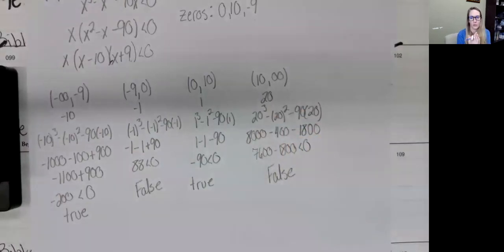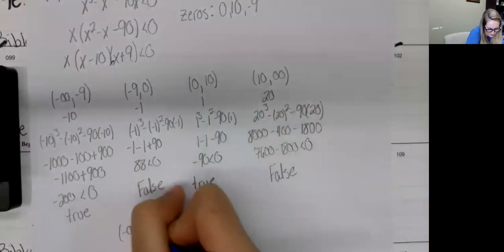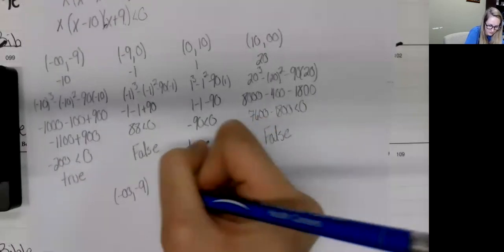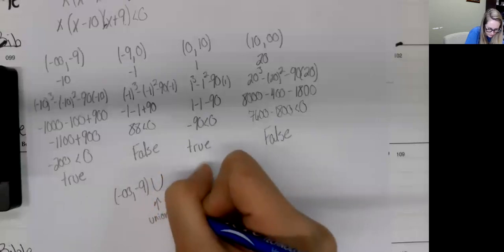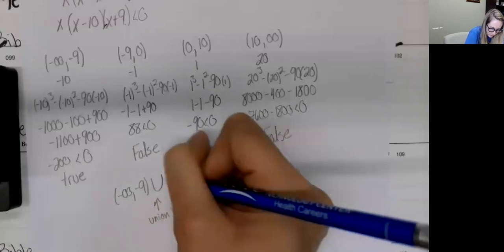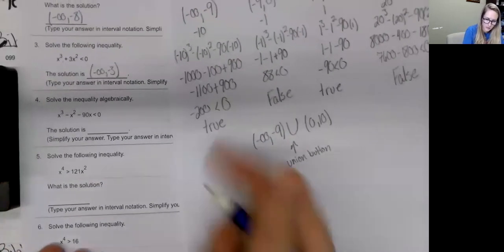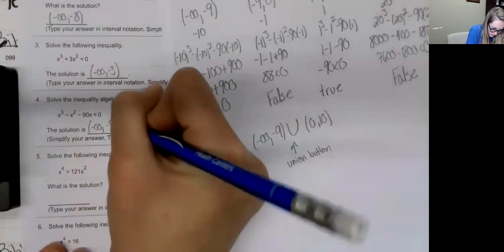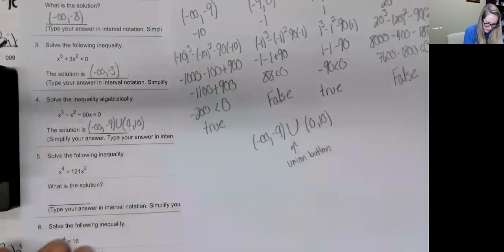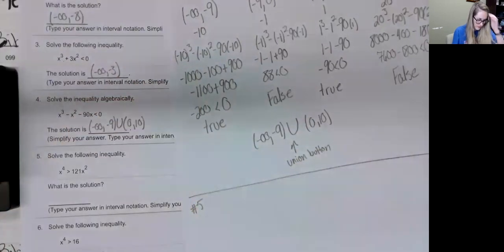On this one, we have 2 that are true. So when we go to write this one, we'd have -infinity to -9. Make sure you use the union button, with 0 to 10. I'm going to copy this down onto our paper. So we have -infinity to -9 union 0 to 10. I'm going to go ahead and do number 5 and then start a different video so it's not way too long.